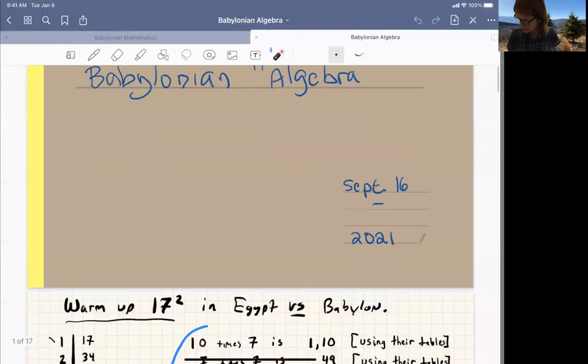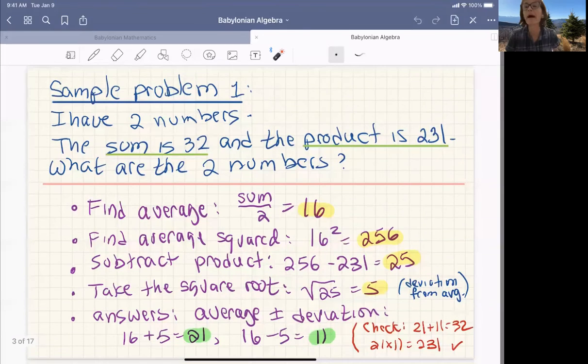All right, I think I'm going to skip this next slide, might come back to it in next class. Okay, so here's an example of Babylonian algebra. So let's call this sample problem 1. I have 2 numbers. The sum of the numbers is 32, and the product of the numbers is 231. What are the 2 numbers?